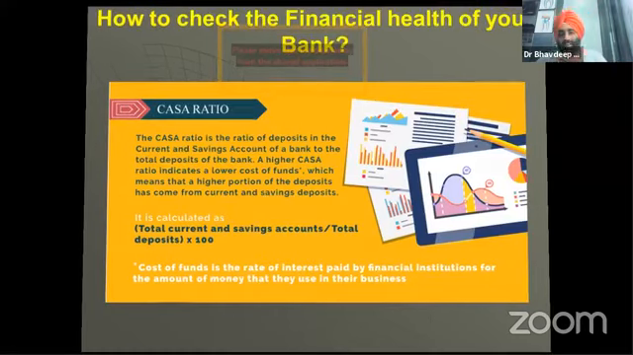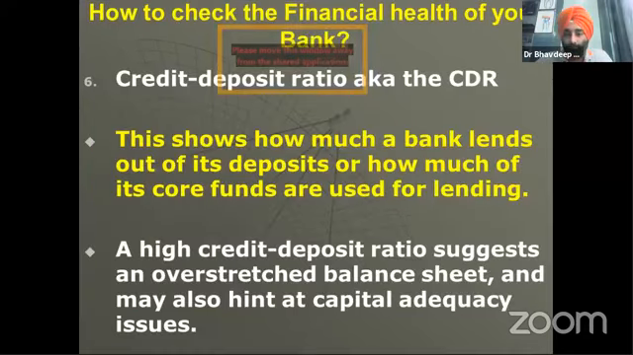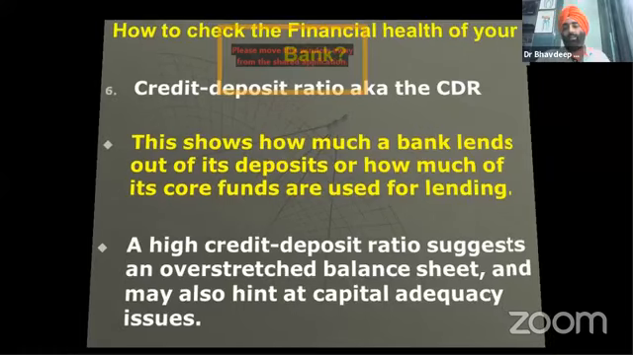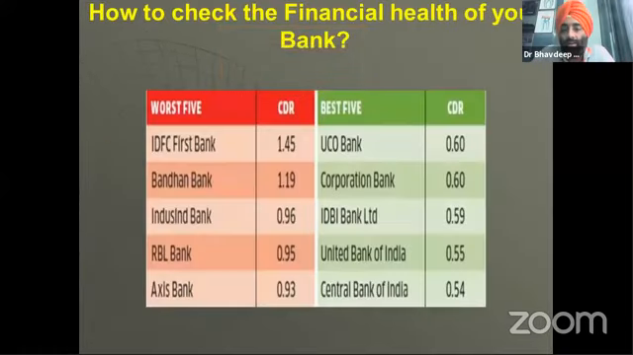Then the CDR, the credit deposit ratio: how much a bank lends out of its deposits, or how much of its core funds are used for lending. There is a ratio prescribed by the RBI, which suggests that if it is an overstretched balance sheet, then there is a capital adequacy issue with the bank. So these things also have to be kept in account. What is the CDR? Again, you will see UCO Bank, Corporation Bank, IDBI are the best five, but the worst five are IDFC, Bandhan, IndusInd, RBL, Axis.